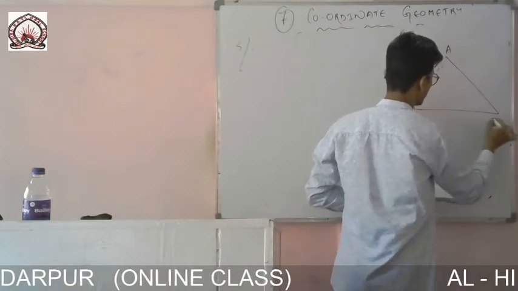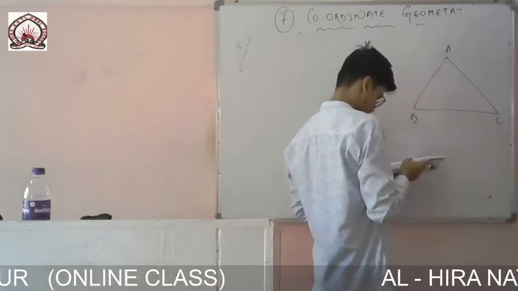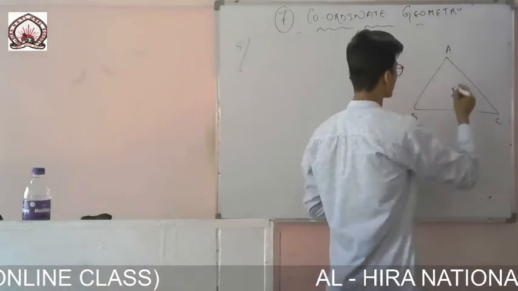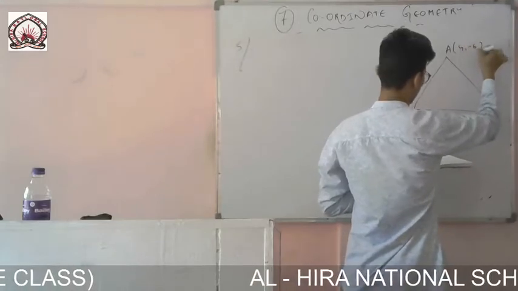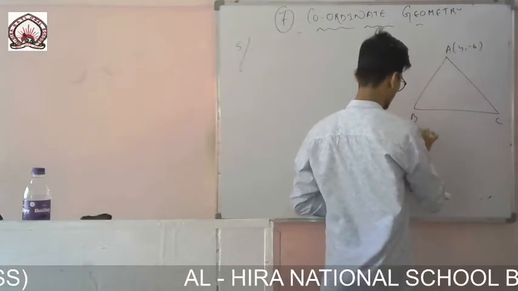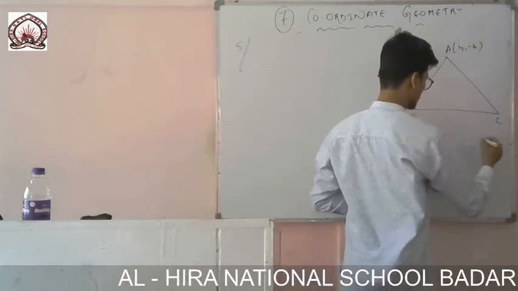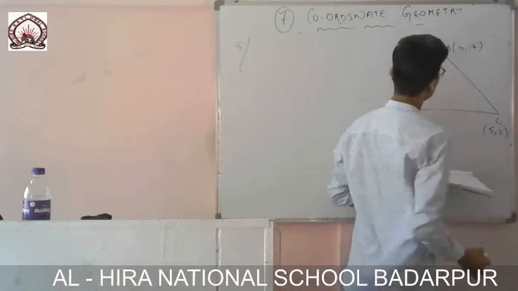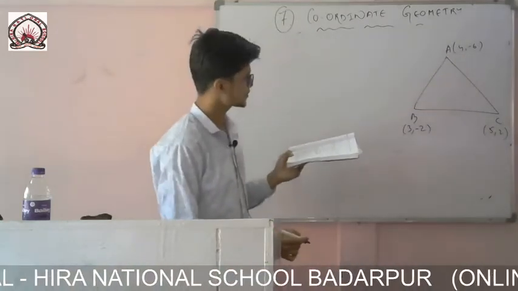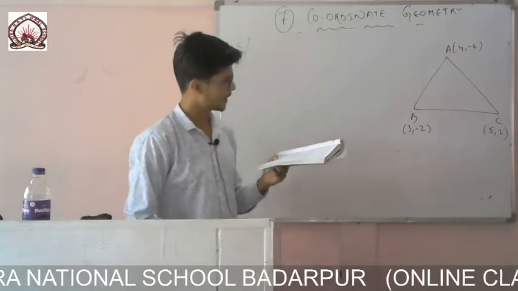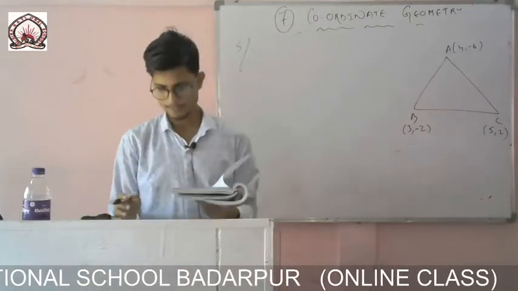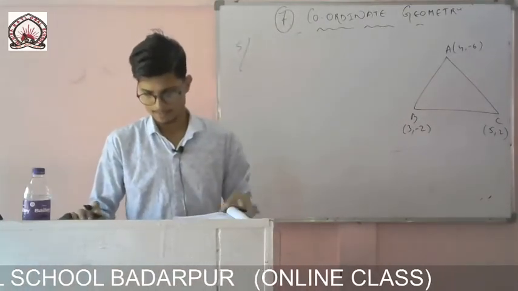A, B, C. A is given as 4 comma minus 6, B is given as 3 comma minus 2, and C is given as 5 comma 2.